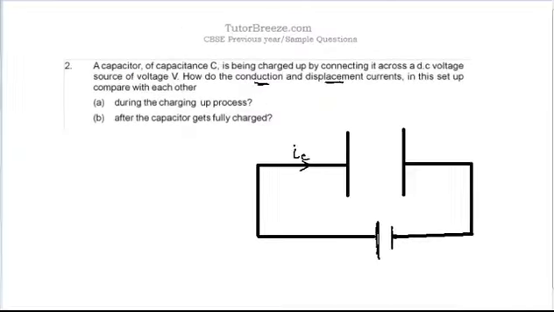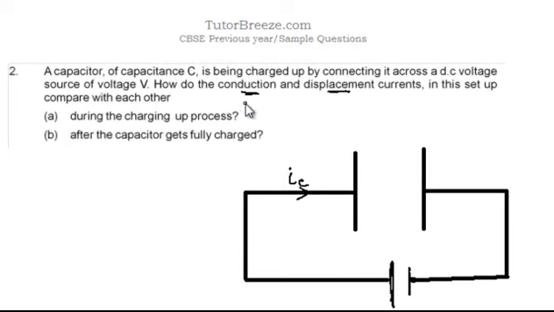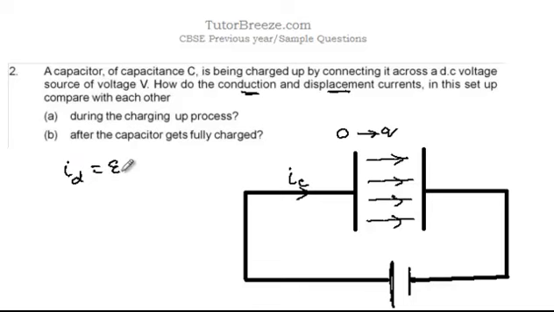Now let's take a look at both the conduction current and the displacement current during the charging up process. During the charging up process, a current will flow here, which is given by IC, and the charge on the capacitor is going to grow from 0 to a maximum value of Q. This means that the electric field between the plates of the capacitor is also a changing electric field. This gives rise to the displacement current, which is given by epsilon naught d phi E over dt, where phi E is the electric flux.